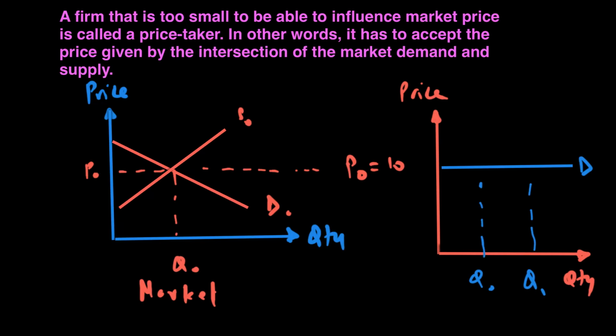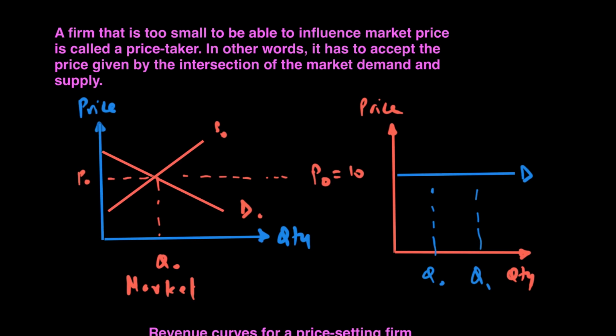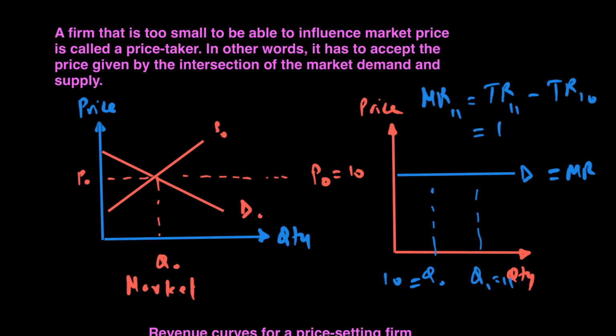Now, when you look at the demand curve, we also said our demand curve is our marginal revenue. And remember, marginal revenue is the revenue that you get from selling one extra unit. So let's say if I was selling 10 units, my revenue will be 10 times 10, which is going to be 100. But if I sell 11 units, my revenue will be 11 times 10, so that's 110. So marginal revenue, for example, the 11th unit, will be total revenue from 11 units minus total revenue from 10 units, which is simply 110 minus 100, which is going to be 10.